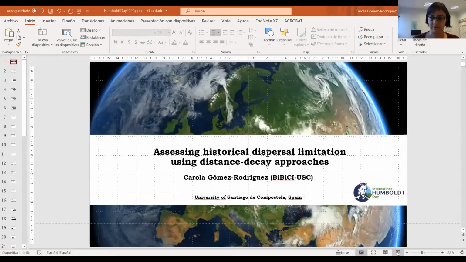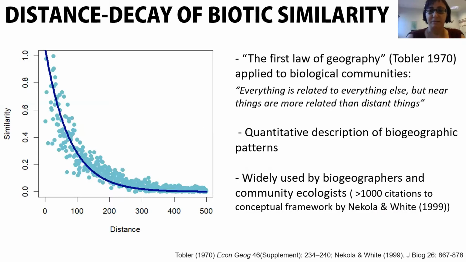Okay. Well, today we will be talking a lot about distance-decay patterns, which you are probably familiar with, because it's kind of the first law of geography, but applied to biological communities, in the sense that two biotic assemblages, two communities, will be more similar the closer they are. And you will see a decrease in the similarity of biological communities, that means in the number of shared species, with this spatial distance.